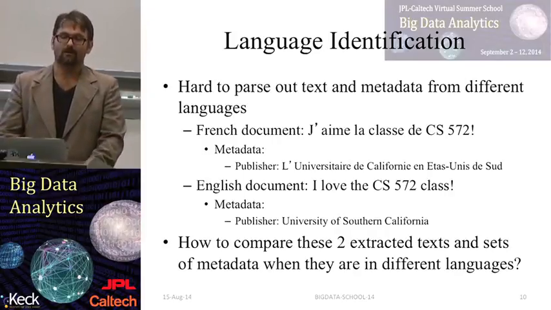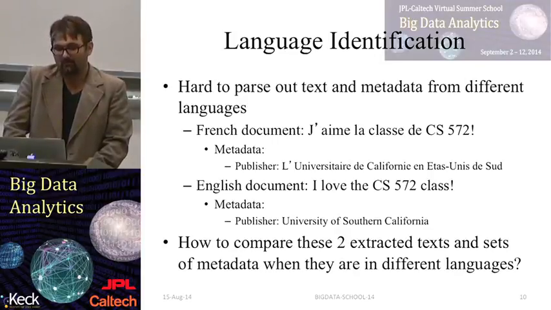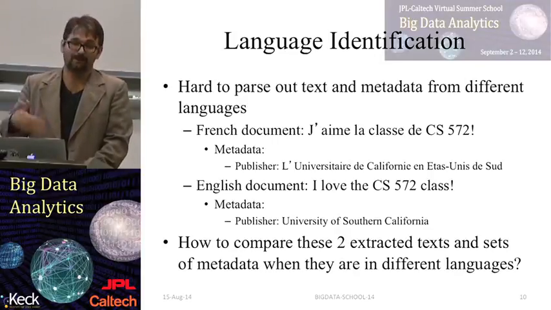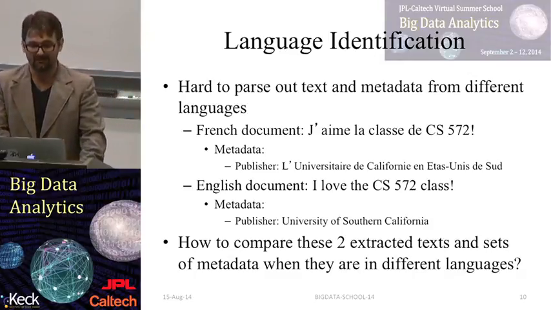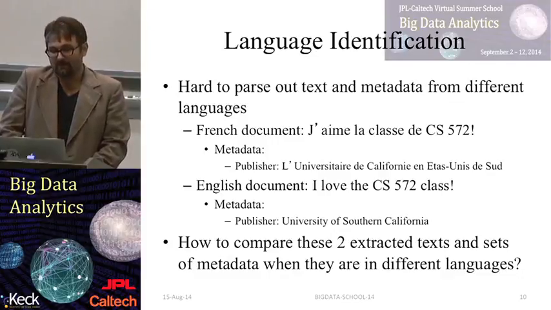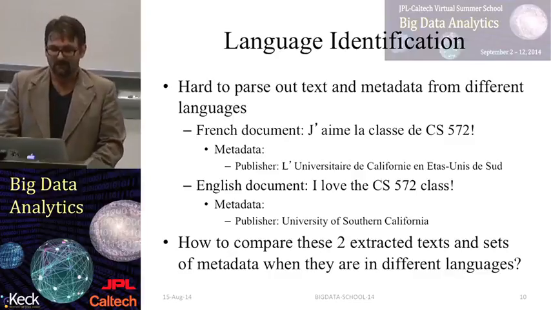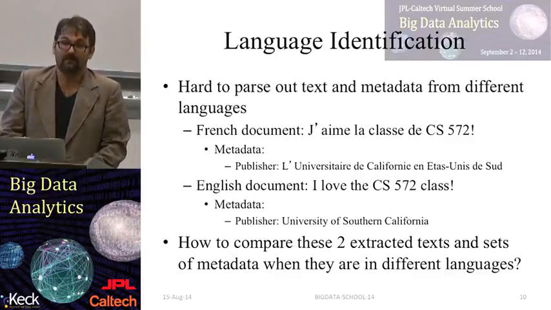So it's hard, when you're parsing text and metadata out of different file types, you really need to understand the language that they're in, right? So you have a French document, "J'aime la classe de CS572", that I use in my search engines class at USC, right? And maybe the publisher, in terms of the metadata of this, is l'Université de Californie, États-Unis du Sud, right? And the English equivalent is "I love the CS572 class", which is the text that's present in this document. The metadata is the publisher is the University of Southern California.